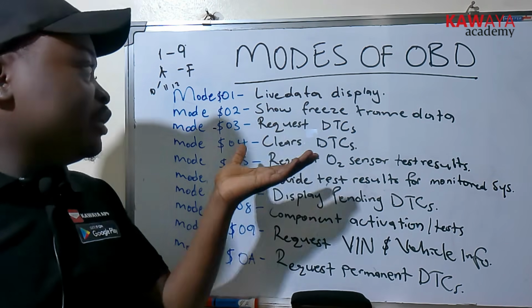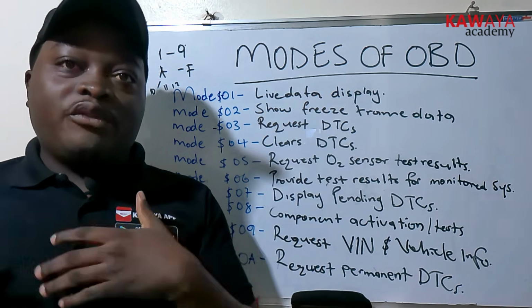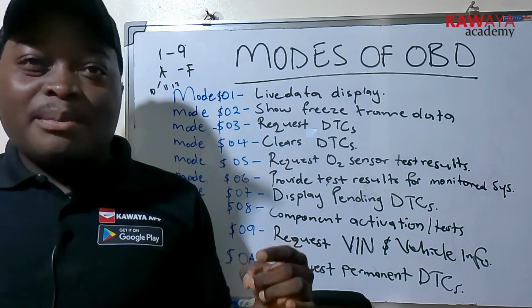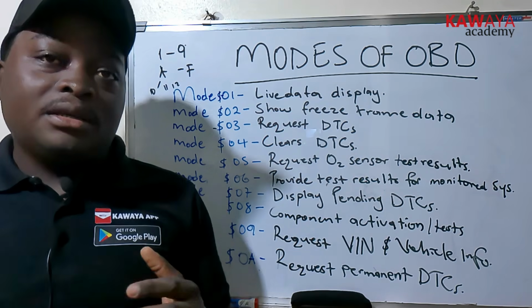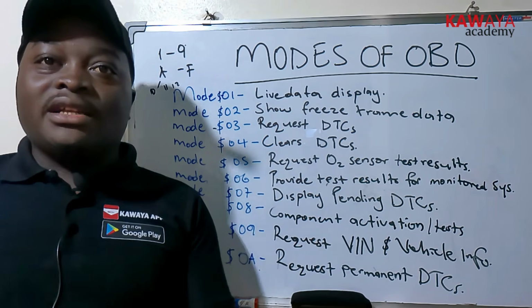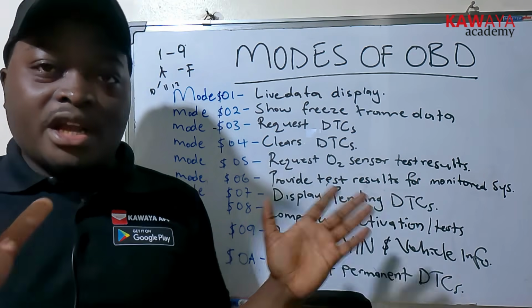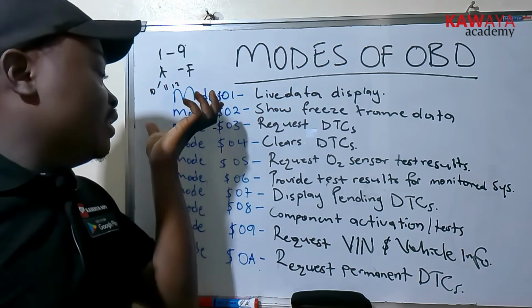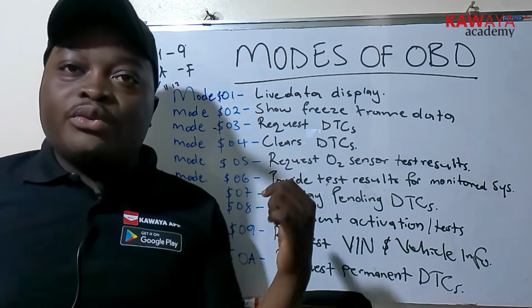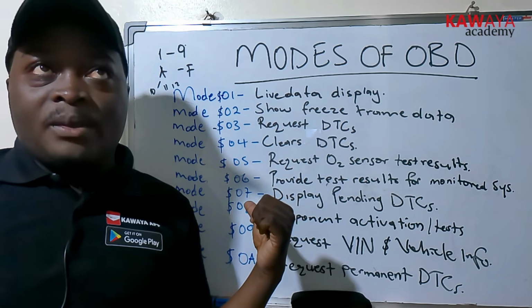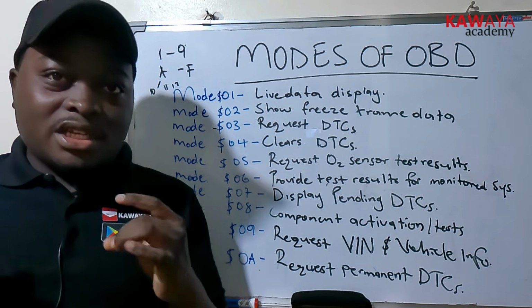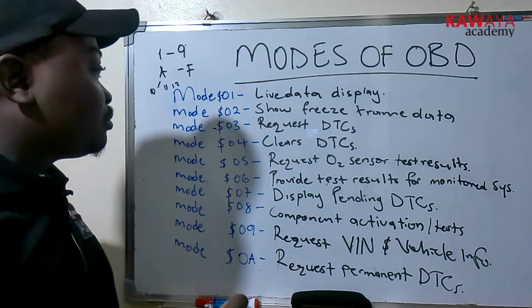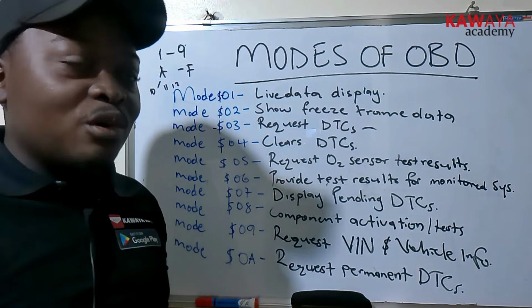For example, in mode 1 we request live data, and if you're using a scan tool, live data is the real-time performance of the car: the current coolant temperature, the current battery voltage, the current MAF reading, and so on. That's what we call live data. Then in mode 2 we have freeze frame data. We've already seen this. It is like a screenshot of the live data that was captured when a diagnostic trouble code is generated. In mode 3 we are basically requesting trouble codes.